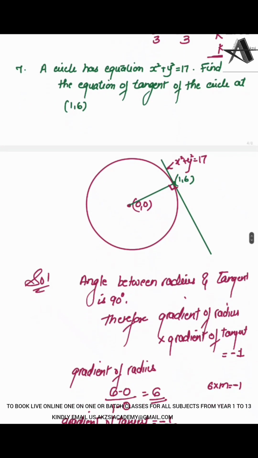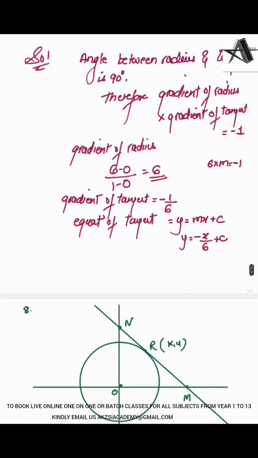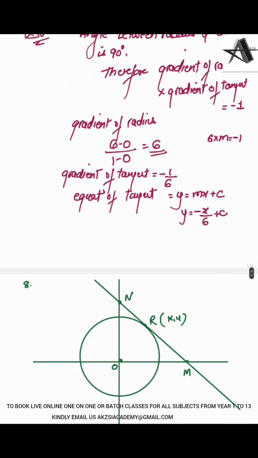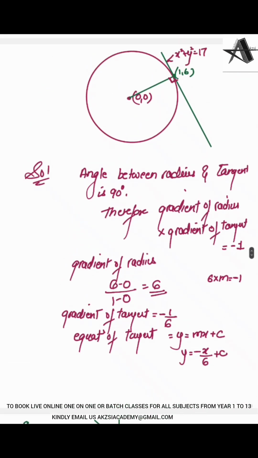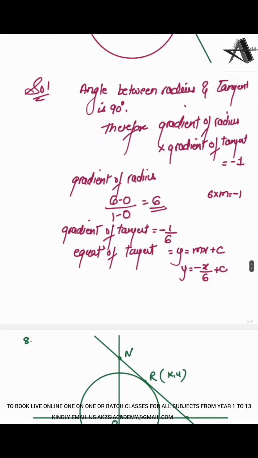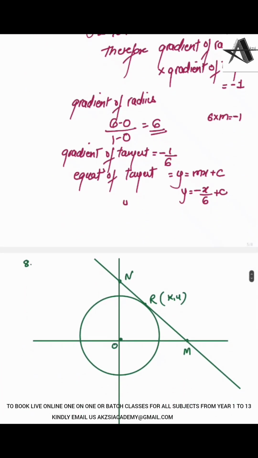That's why I have calculated the gradient of radius so that I can calculate the gradient of tangent. Once we have it, put it in y is equal to mx plus c. We already know that the tangent at point 1 comma 6, that means 1 comma 6 is definitely lying on this tangent. So put y is equal to 6 and x is equal to 1.